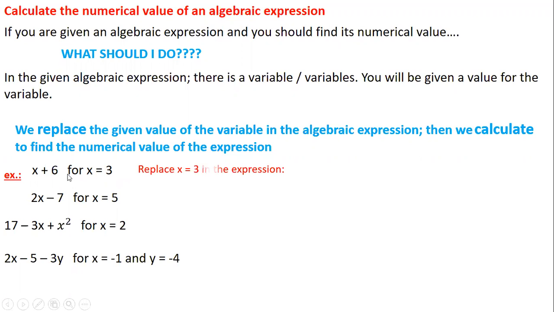Look what I do. I replace x equal 3 in the expression. In the expression here, instead of x we replace it by 3. Who can tell me what the expression becomes if we replace by 3? Replace x, put 3 instead of x. The expression becomes 3 plus 6. Bravo. After replacing we calculate. What is 3 plus 6? It is 9.